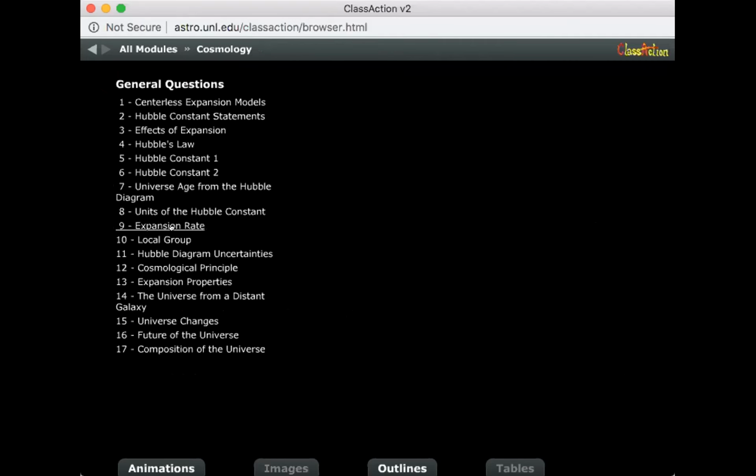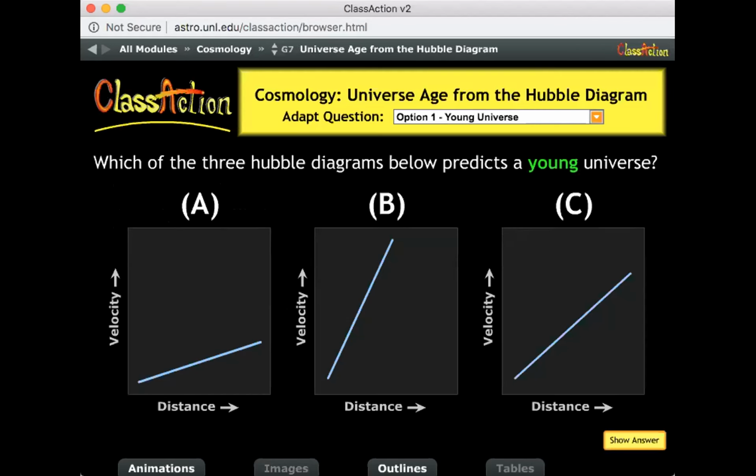Okay, I need a couple more. Let's do universe age. Okay, this is a good one. I like this. Which of the Hubble diagrams below predicts the youngest universe? Again, this is a normal Hubble diagram, velocity versus distance. Which predicts the youngest universe? Again, think about it, pause it, come back, we'll talk about it.